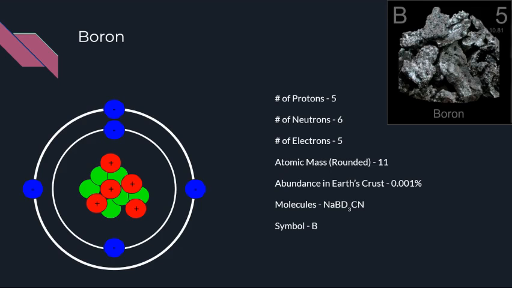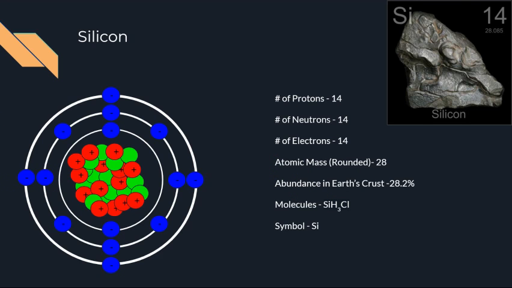Alright. Now we have silicon. There are 14 protons, 14 neutrons, and 14 electrons. A perfect balance. The atomic mass is rounded to 28, and the abundance in Earth's crust is also 28, except it is also a 0.2, so making silicon the second most abundant element in the Earth's crust. Molecules include SiH3Cl, and the symbol is Si.